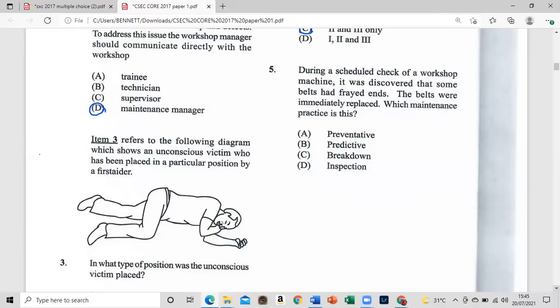During a scheduled check of a workshop machine, it was discovered that some belts had frayed ends. The belts were immediately replaced, rightly so. Which maintenance practice is this? Is it preventative, predictive, breakdown, or inspection? Basically, they are preventing it. So it's preventative, so it's A.